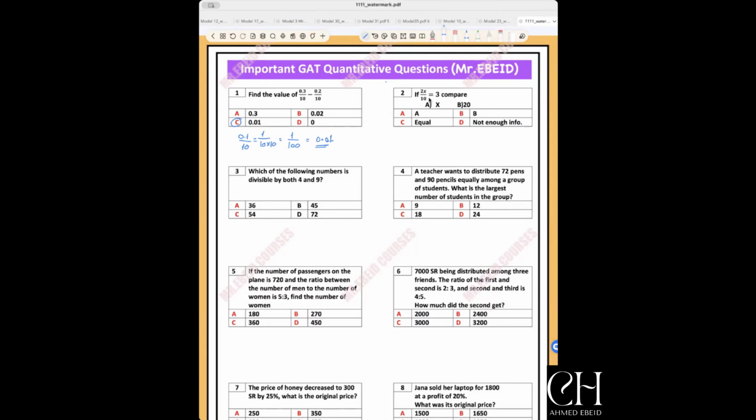Question 2: if 2x over 10 equals 3, compare between x and 20. In this question, you can use cross multiplication. You multiply 2x times 1, which is 2x, and 3 times 10, which equals 30. Then divide both sides by 2, which means x equals 15. So the value of x equals 15. It means B is greater.